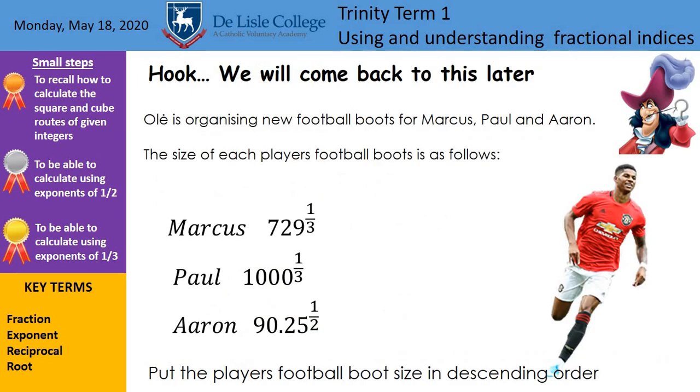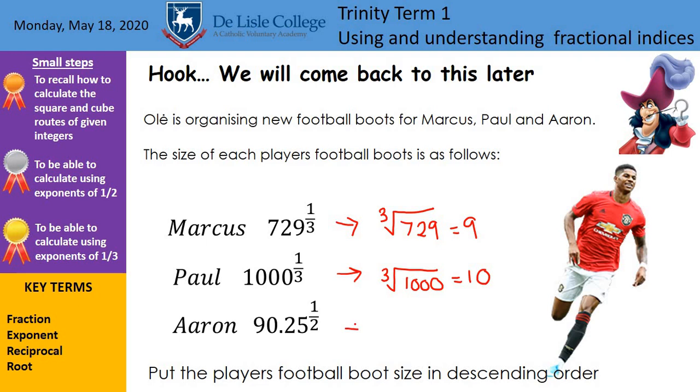Right, here is back to our hook question. If you could please now pause the video and have a go at working these out. Right, good. So we should know that what we should have done for Marcus is we're actually trying to find the cube root of 729. And I hope you got 9. And then for Paul, we're trying to find the cube root of 1,000, which is 10.